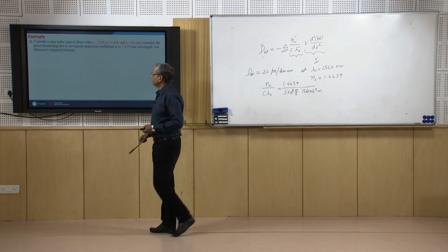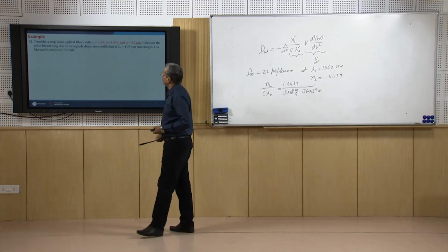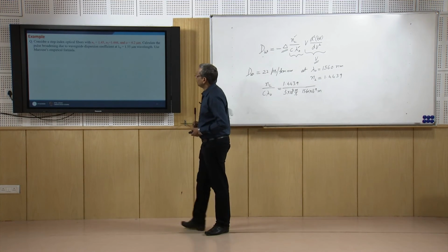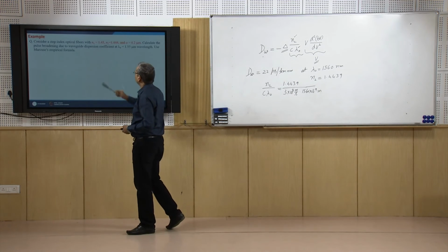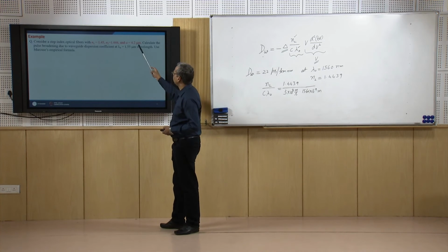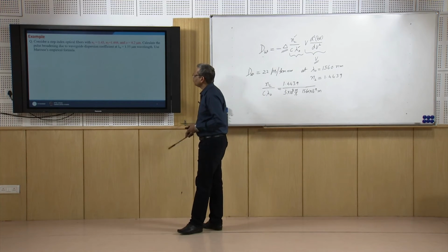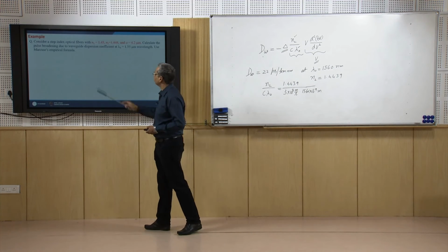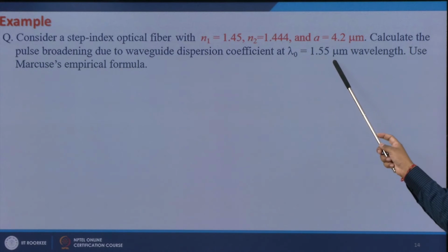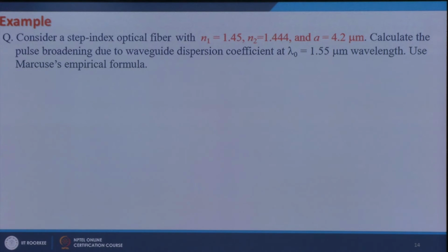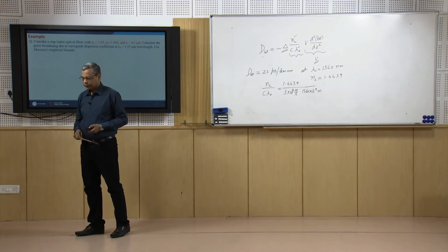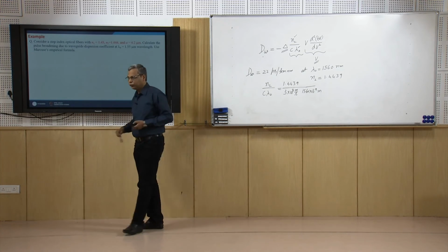Let me work out an example. I consider a step index optical fiber with core refractive index 1.45, cladding refractive index 1.444 and core radius 4.2 micrometer, and I want to calculate broadening due to waveguide dispersion at lambda naught equal to 1.55 micrometer, using Marcuse's formula. So, I want to calculate the waveguide dispersion coefficient.